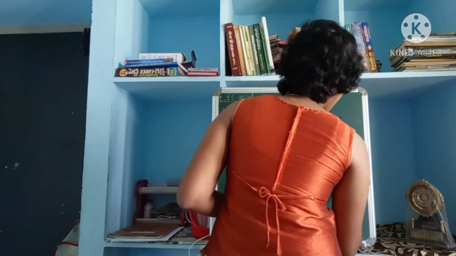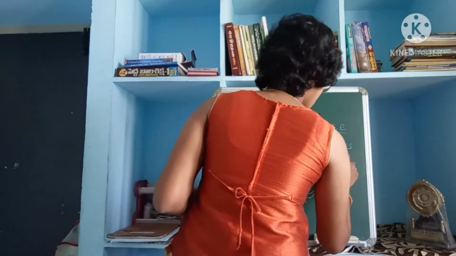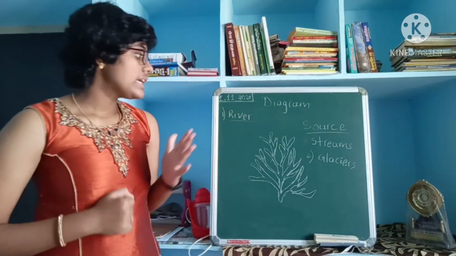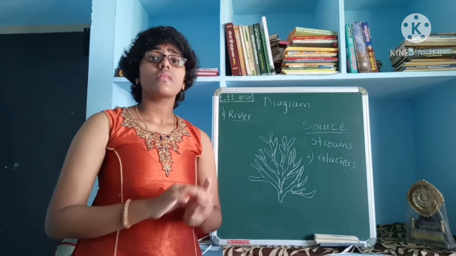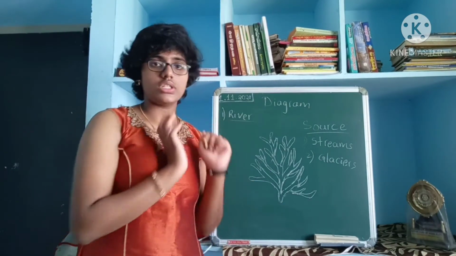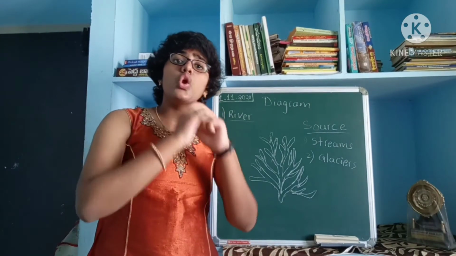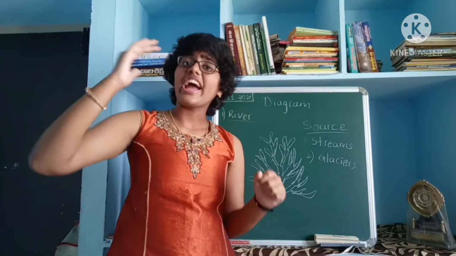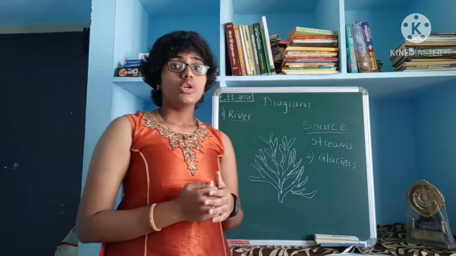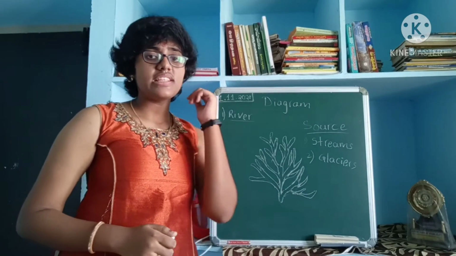Now streams we know, but what is a glacier? A glacier is a place where, in winter, during low temperature and high cold, the water freezes into ice. So that place will become an ice river.